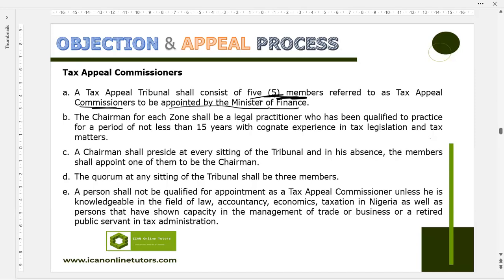So the chairman of each zone shall be a legal practitioner who has been qualified to practice for a period of not less than 15 years with cognate experience in tax legislation and tax matters. Then also a chairman shall preside at every sitting of the tribunal, and in his absence, the members shall appoint one of them to be the chairman. The quorum at any sitting of the tribunal shall be three members.